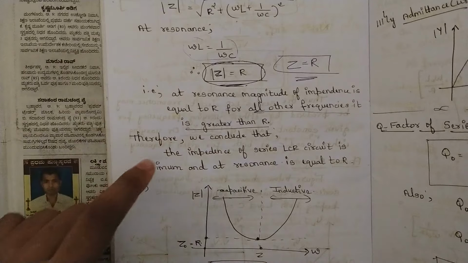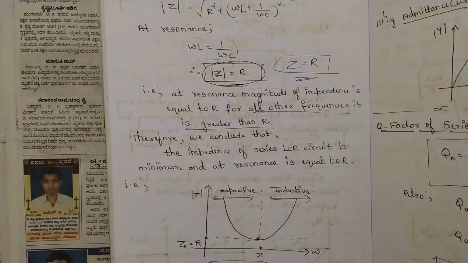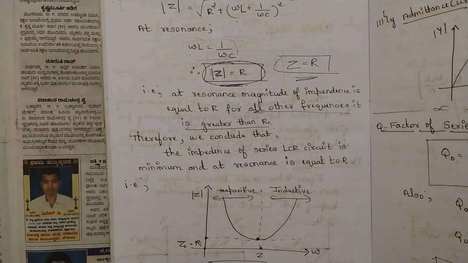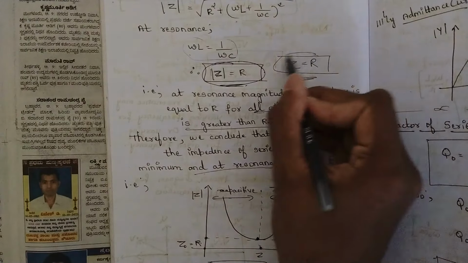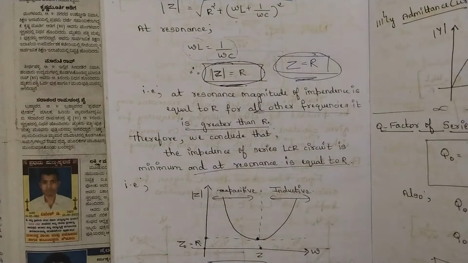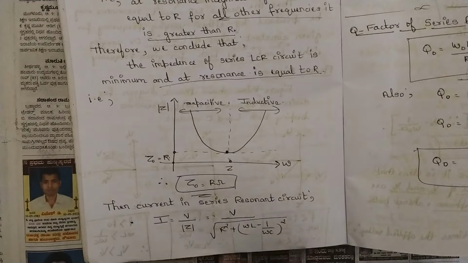Therefore, we can conclude that the impedance of a series LCR circuit is minimum, and at resonance it is always equal to the resistance R. This condition you should not forget. So this is the plot for that, for Z0 equal to R ohm.